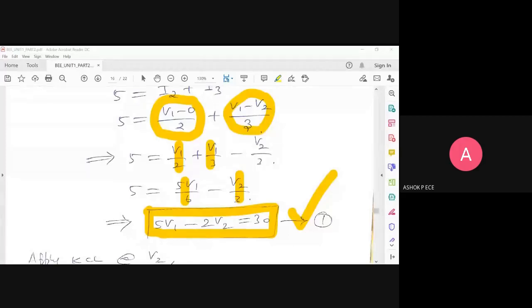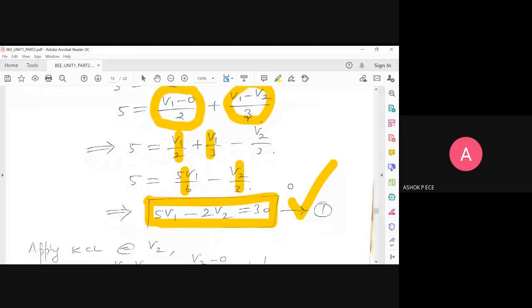Sorry for the network interruption. Are you getting this equation, everyone? Anybody having doubts? No, sir. This equation is coming for everyone. Yes, sir. Those who have finished, please do it for the second node.